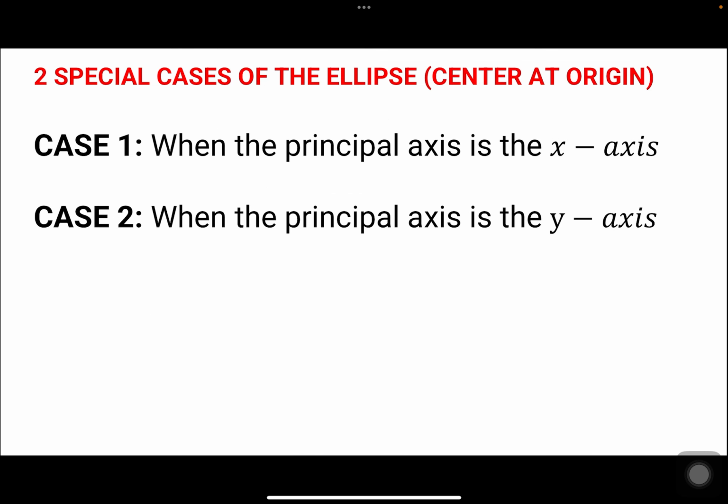Okay? So, we have two special cases of the ellipse, especially when our center is at the origin. First, when the principal axis is the x-axis, and second, when the principal axis is the y-axis. This means, for our ellipse here, if the principal axis is the x, what happens?